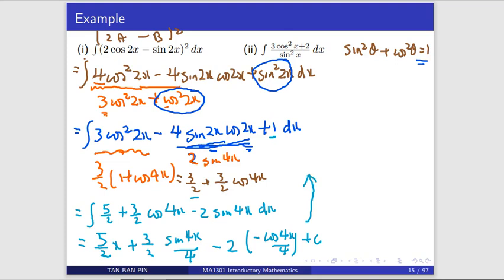And the whole thing can be written as one answer, simplified. So it's 5 over 2 x plus 3 over 8 sine 4x plus half cosine 4x, and plus c.